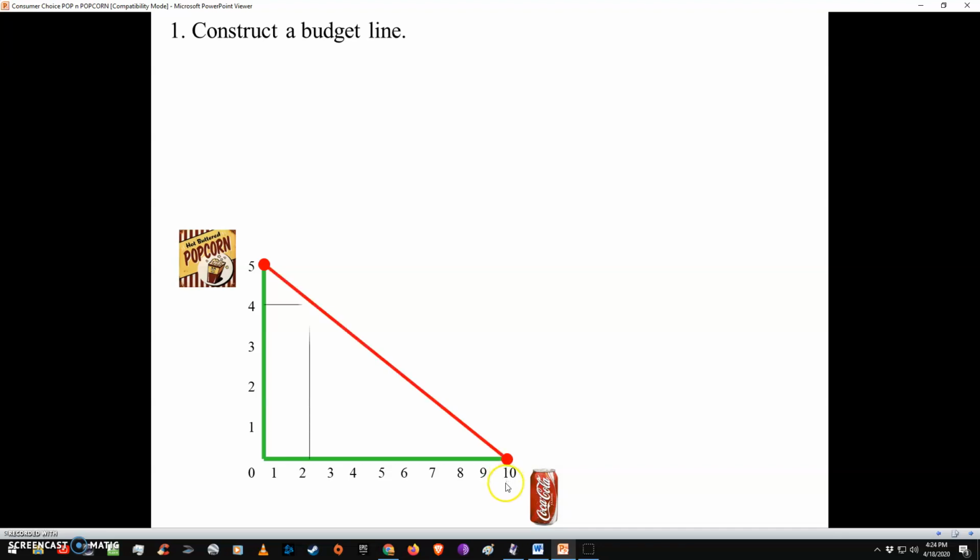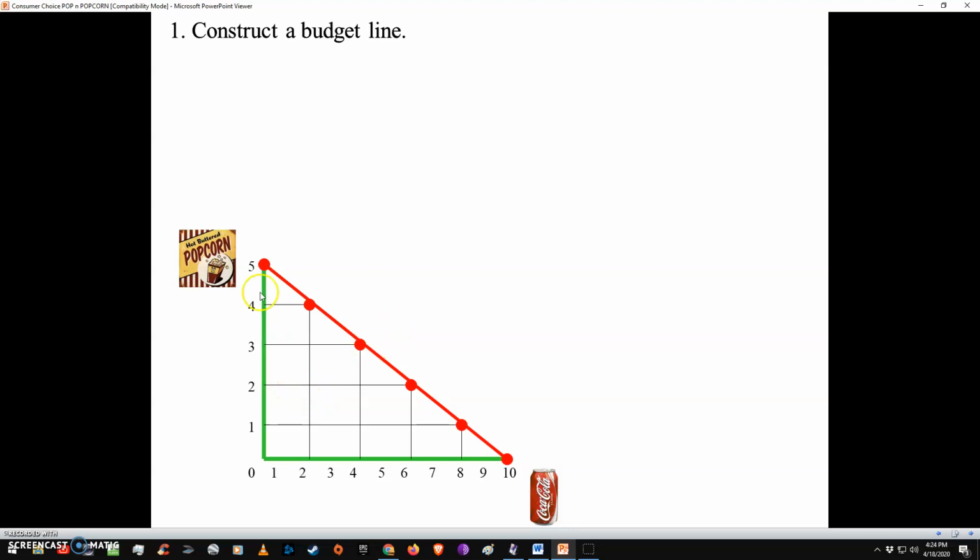And of course, I can connect them and I see I have other alternatives here. The question of a budget line is you can never, ever get past your budget line. I say again, you can never, ever go past your budget line. You're stuck. But you can go on your budget line. You can go under your budget line. But you can never, ever go past it.